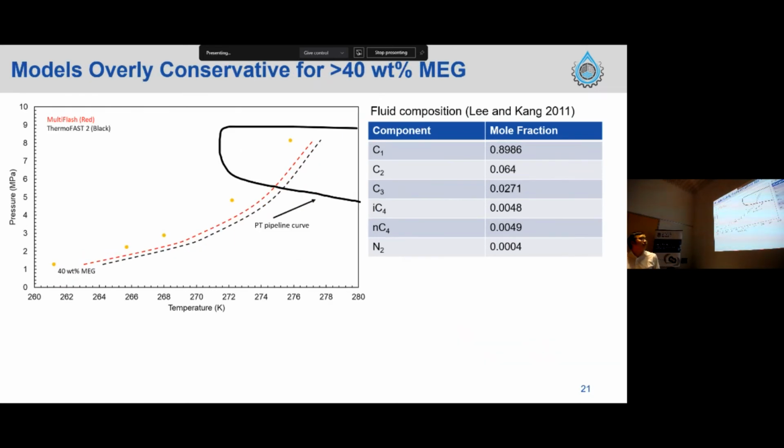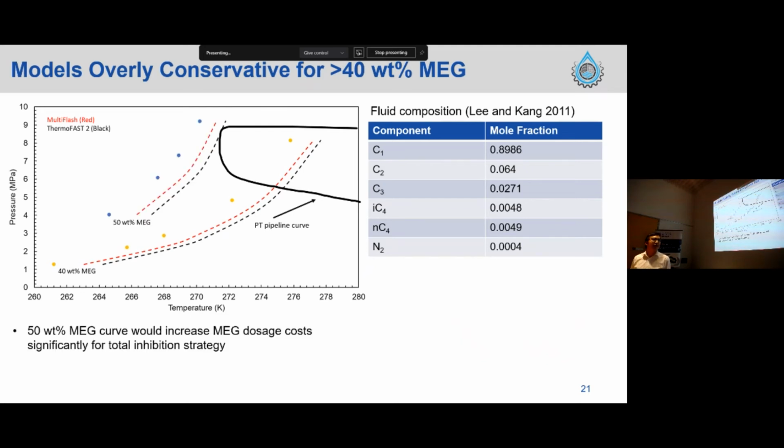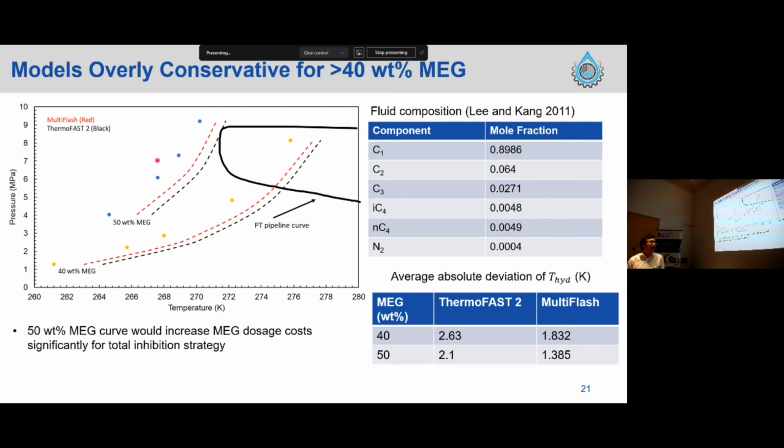But if we now look at systems that have above 48% MEG, we begin to see much bigger deviations in the models compared to the experimental data. So here we can see that at 48% MEG, we already have a deviation on the order of 2 Kelvin. And with 58% MEG, you can see that these deviations are also present. And in this case, ThermoFAST predicts that 58% MEG would be just sufficient for total inhibition of the pipeline. But in reality, you can see that the experimental data is maybe 2 to 3 Kelvin to the left here. So these are the average absolute deviations as calculated by ThermoFAST and MultiFlash.